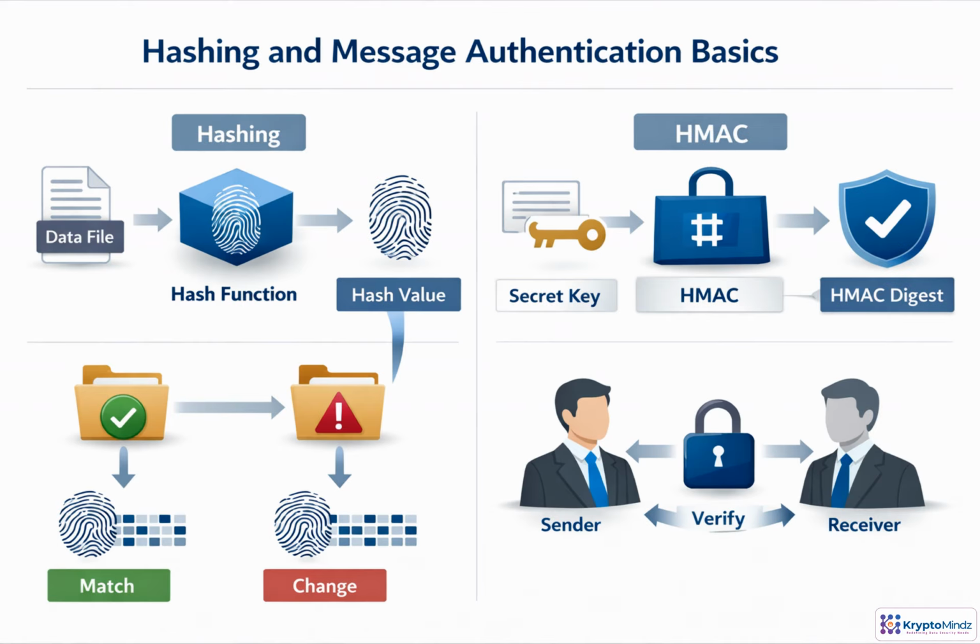Hashing turns any input into a short, fixed-length digest, like a fingerprint of the data. If even one bit of the file changes, the fingerprint changes. So hashes are great for integrity checks. However, hashes alone don't prove who created the data. That's where HMAC comes in. It combines a hash with a secret key shared by sender and receiver, so they can verify both integrity and that the message came from someone who knows the key.